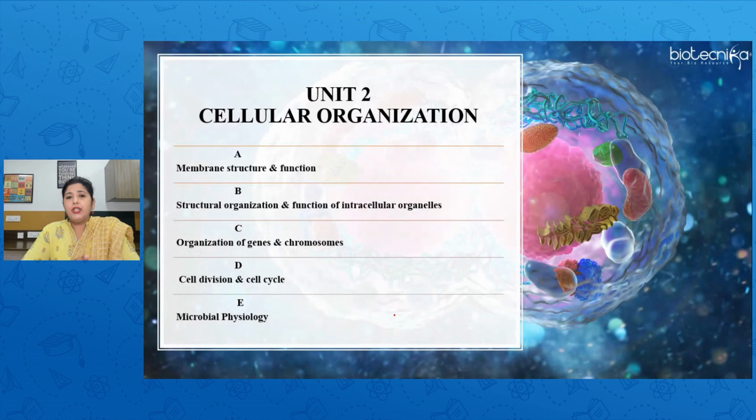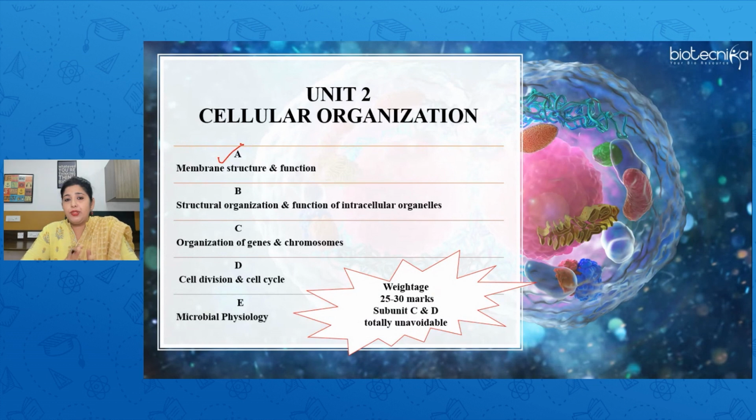This unit 2 is all about cell biology, where you can see that it comprises 5 subunits, and you study the structure and function of the membranes and organelles, as well as cell division, organization of genes, and microbial physiology. This unit is important because very direct statement-based questions are asked, and it carries a weightage of around 25 to 30 marks. Therefore, it is not advisable to skip this unit.